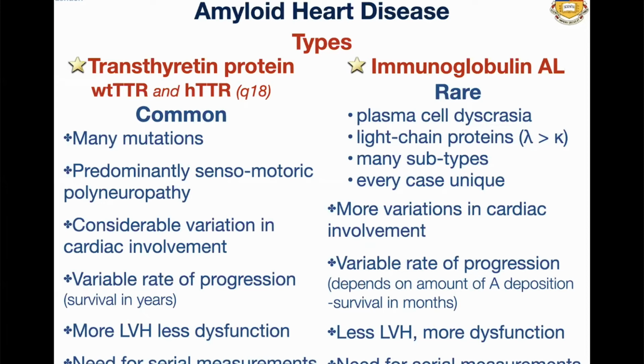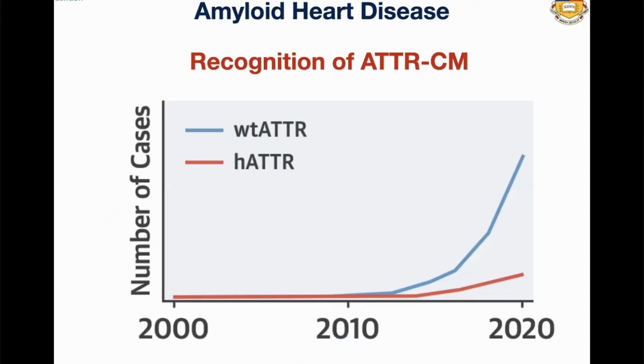More and more patients with wild type transthyretin amyloidosis are recognized because we live longer. The average age of the population has increased, and therefore, as a degenerative disease, the more patients live longer, the more patients will develop wild type amyloidosis. So this is why we encounter transthyretin amyloidosis even more frequently now.